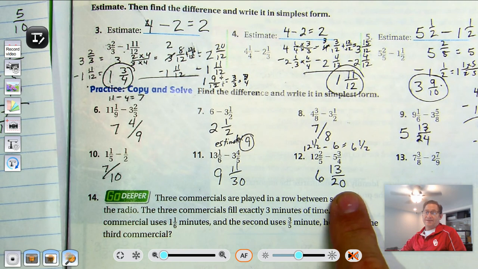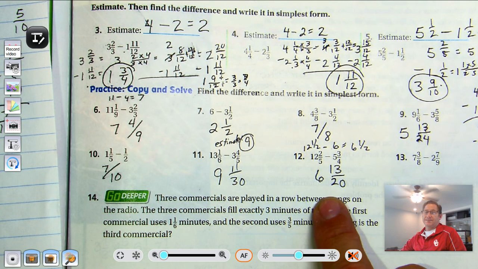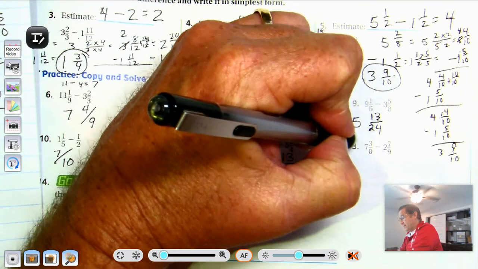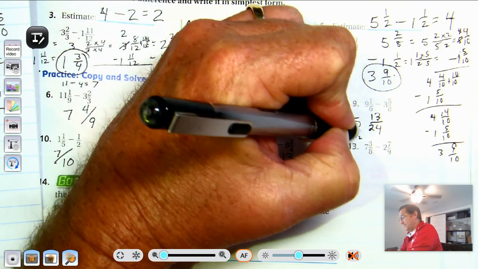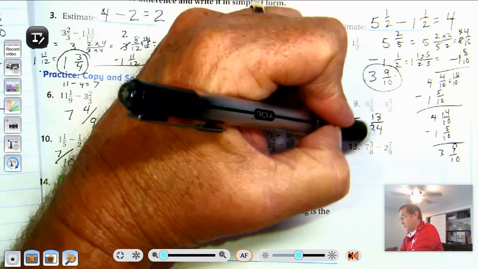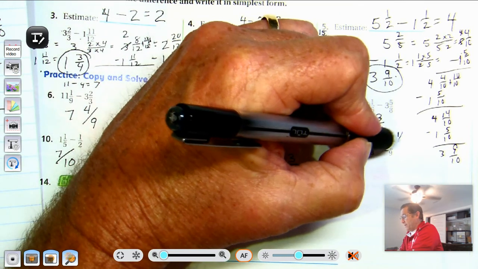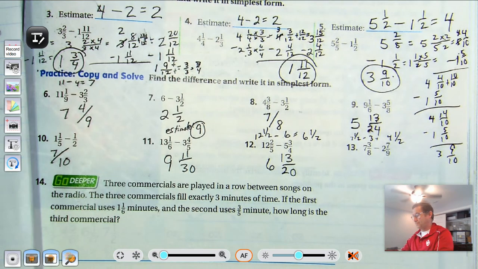Half of 20 is 10. So this is slightly bigger than 6.5. And 7 and 3/8, I would call that 7.5. And 2 and 7/9, I would call that 3. So we'd look at about 4 and 1/2 as our answer.